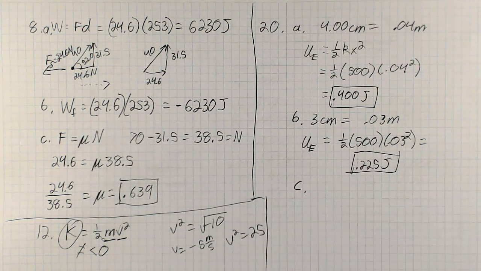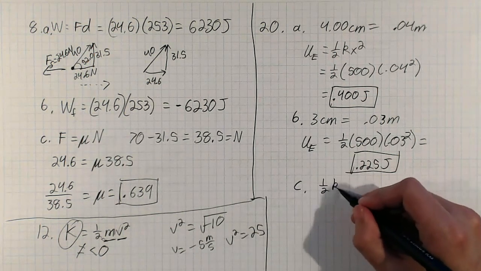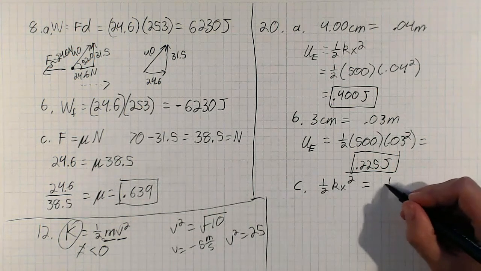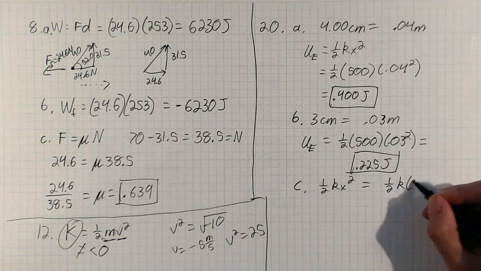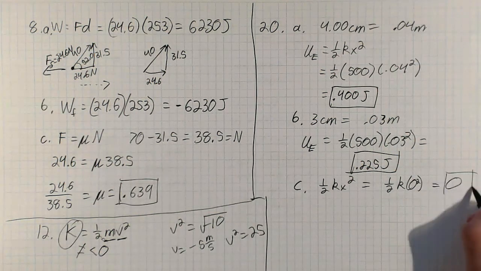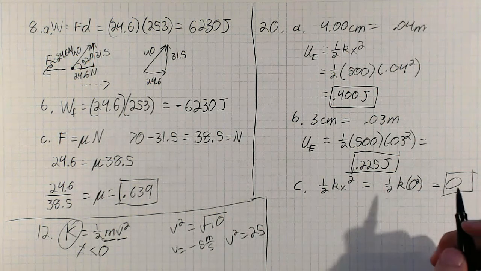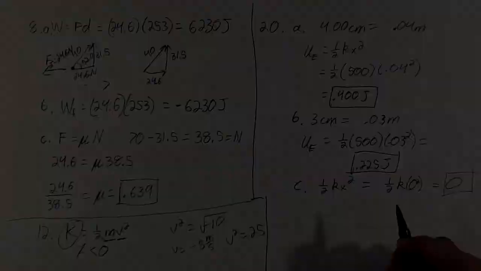Now part C says to prove that it is 0 when the spring is unstretched. Okay, now to do this, use the same equation, but you just plug in 0 for x. Now when you have 0 multiplied by anything else, the quantity is going to be equal to 0. So you have 0 joules when there's 0 joules of elastic potential when it's at its resting position.